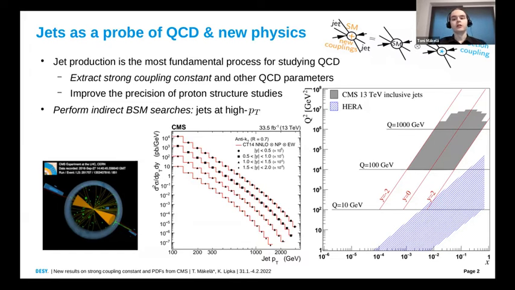First, to motivate this, as you know, to study QCD, the production of jets is the fundamental thing to look at. In particular, what we're doing here is extracting the strong coupling constant simultaneously with the PDFs. We can also extract other QCD parameters and other standard model parameters, such as the top mass, if top data are included. Another important thing that I will touch on towards the end is indirect BSM searches. We would expect in general that jets at high pT could serve as probes for BSM effects as well. The rightmost plot shows the kinematic region that we will be looking at. For comparison, the blue dashed band shows the HERA data that we will be using in this analysis, and the gray band shows the novel CMS 13 TeV inclusive jet production data.